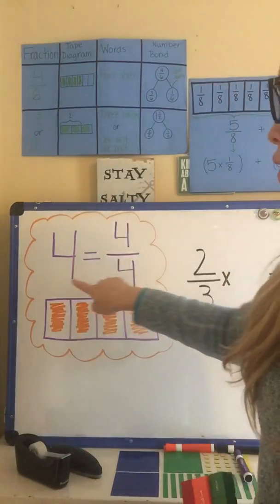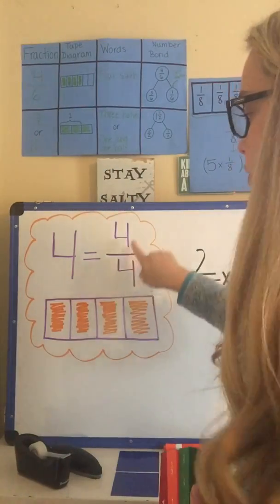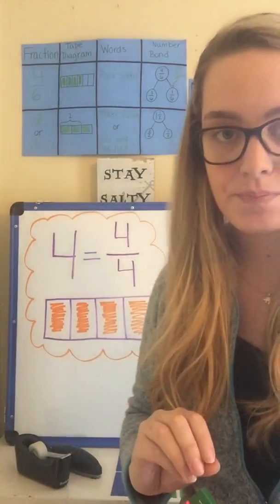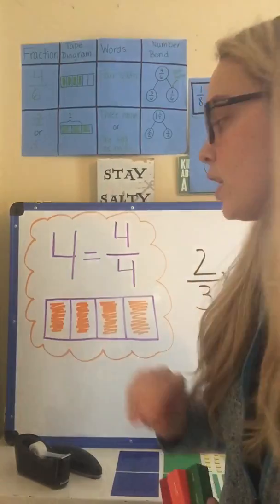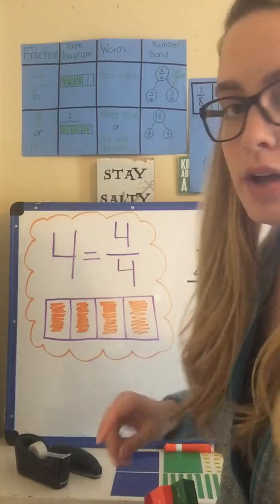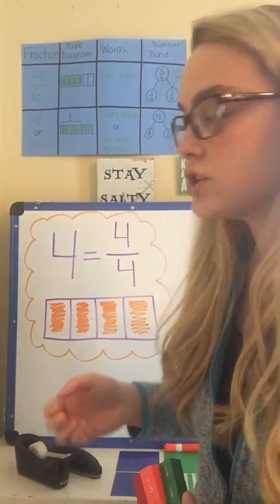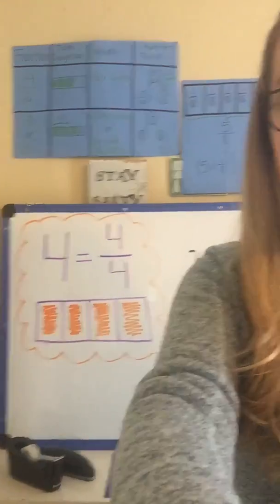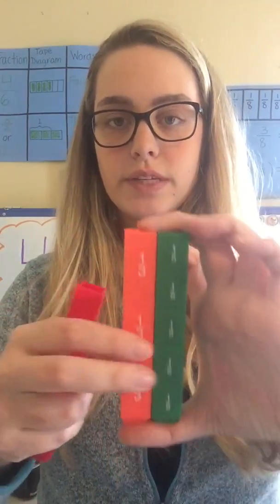To represent a whole number using fractions, you're going to want to make sure that your numerator and your denominator are the same. The reason is because you want to make sure you are representing 1, 2, 3, 4 of the parts that I shaded in orange out of the total 4 equal parts. This can be done with any fraction, whether it's the number 12 will be broken down into 12 twelfths, the number 6 could be broken down into 6 sixths, and I have some other examples here.